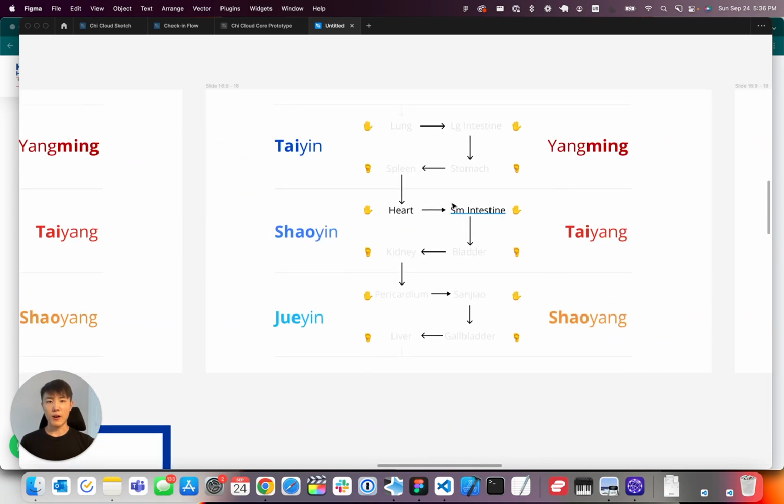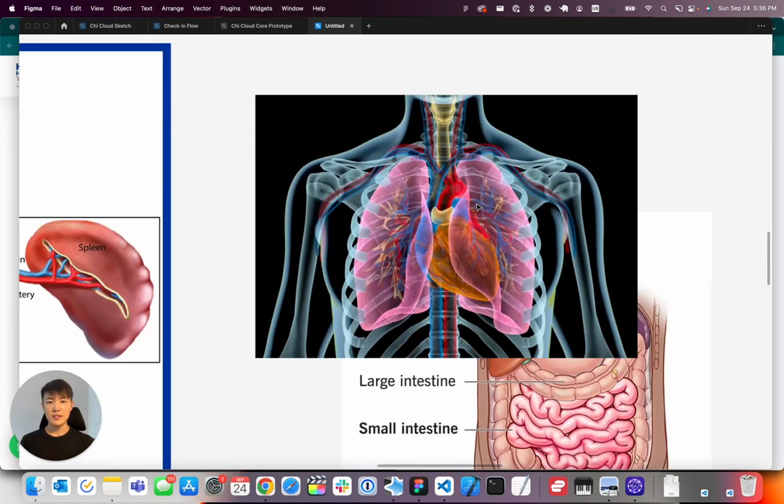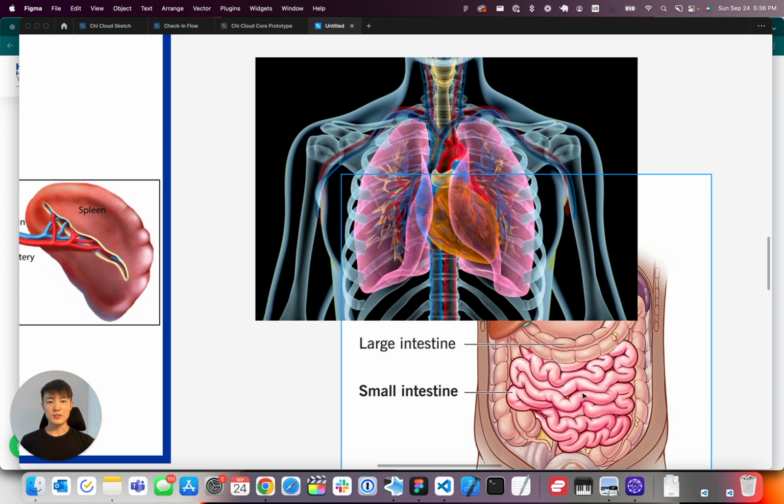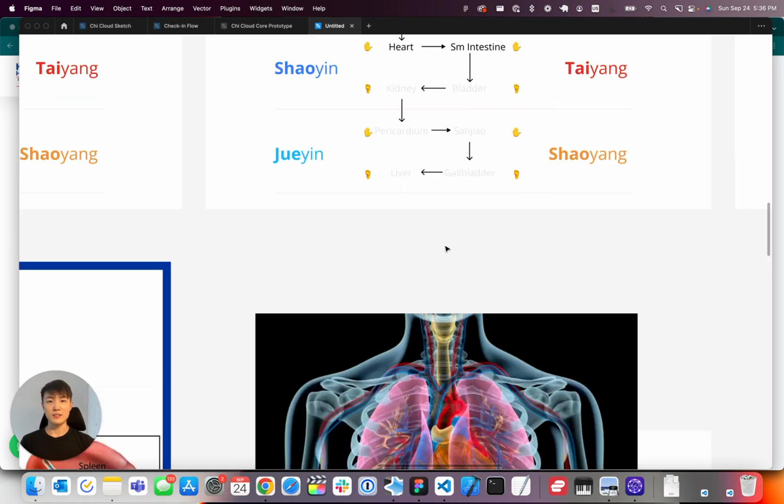After that, we have the heart and small intestine. So just remember that same analogy. The heart is enclosed by the lungs. So same thing. The small intestines are enclosed by the large intestines. They're wrapped around. And just don't get confused. Remember that the intestines, anything with digestion, is a yang organ. So the small intestine is the yang part of the pair. The heart is the yin part of the pair. So heart and small intestine.